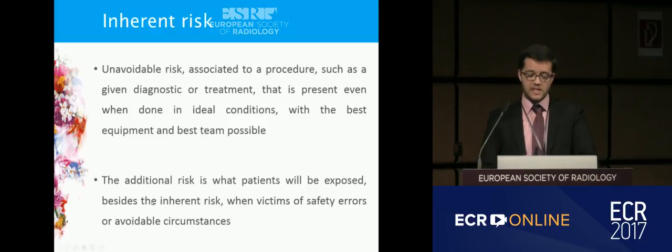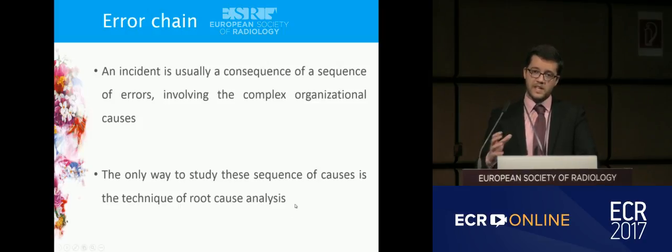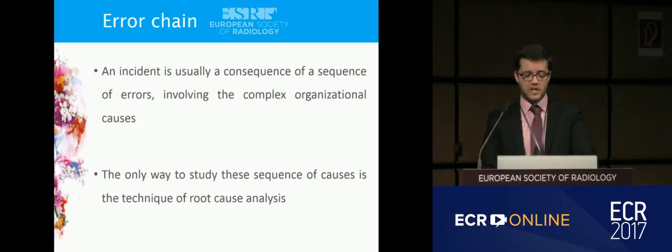The additional risk is what patients are exposed to besides the inherent risk when they are victims of safety errors or avoidable circumstances. As I also said earlier, in the error chain, an incident is usually a consequence of a sequence of errors involving complex organizational causes. The only way to study these sequences is by root cause analysis. It's checking all the steps behind and checking what happened in the chain, what was the link of the chain that first made the mistake.